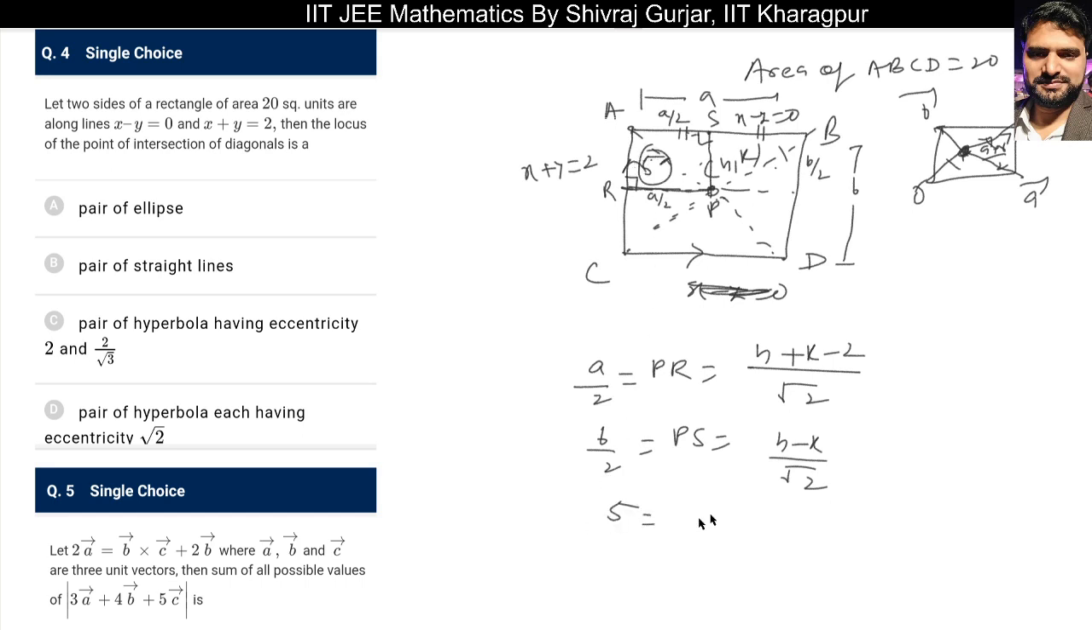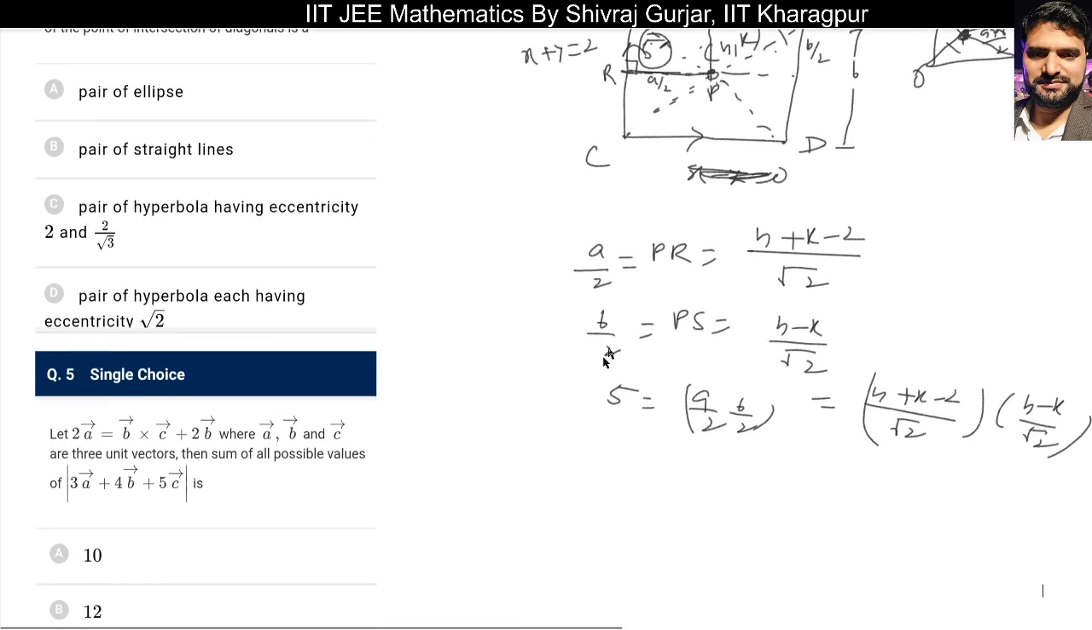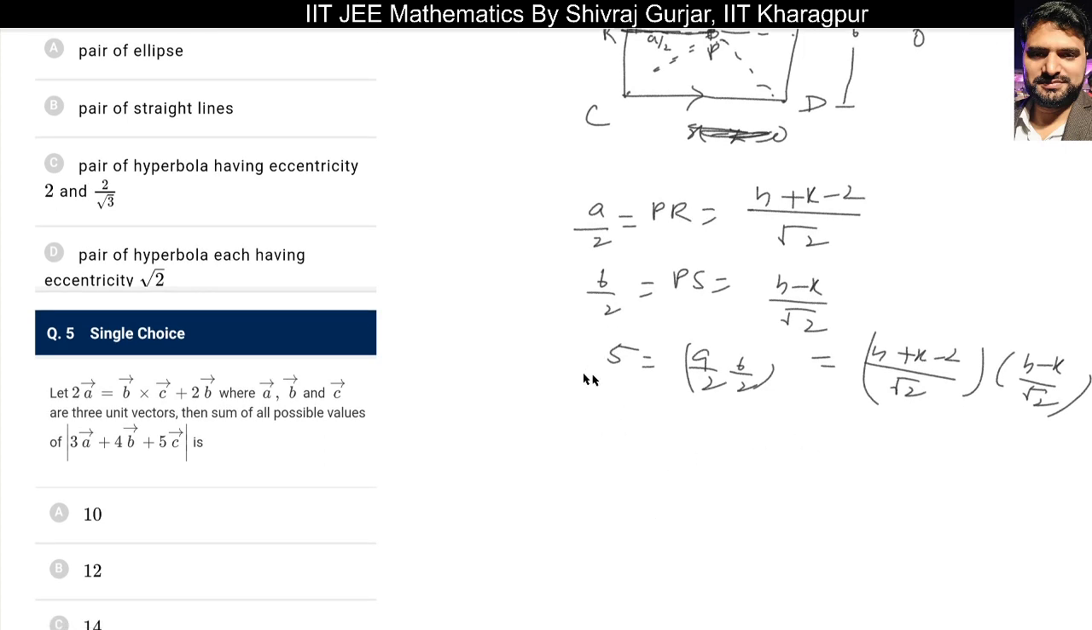So 5 is equal to A by 2 into B by 2. And what is A by 2? (h plus k minus 2) by root 2. And what is B by 2? (h minus k) by root 2. Now we have to solve it, and that will give us the answer. So 5 equals to, for the locus of (h, k), h will be replaced by x and k will be replaced by y. (x plus y minus 2)(x minus y) over 2.